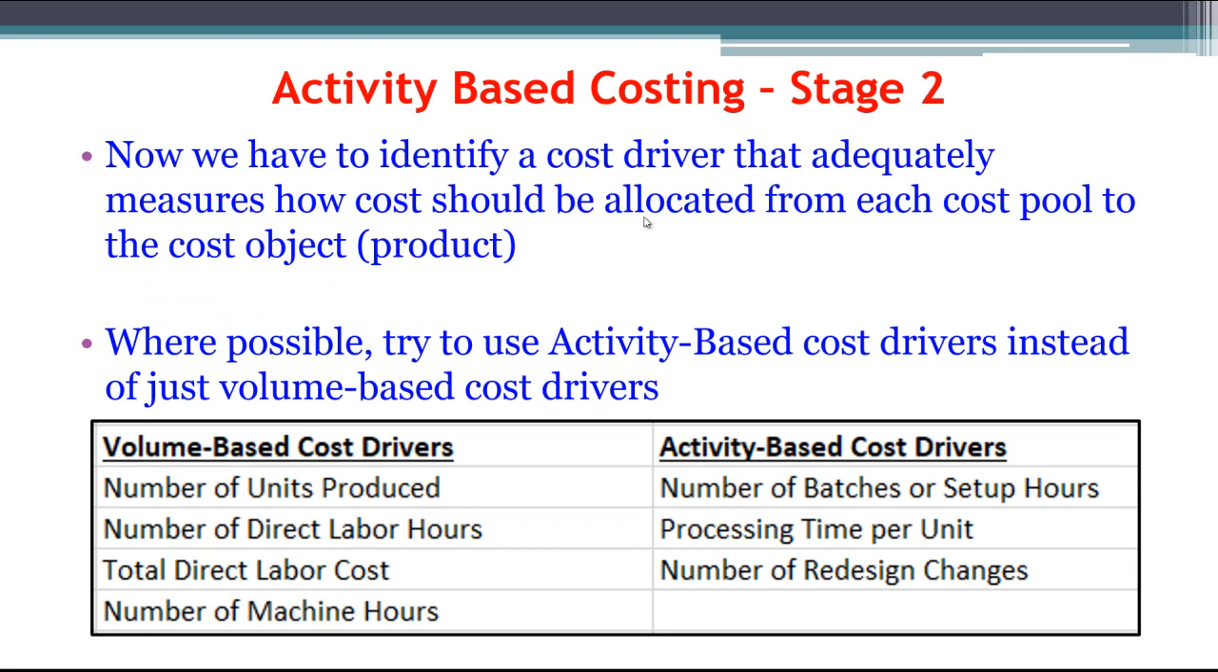Now we have to identify for those three pools a cost driver that adequately measures how much of that cost is being used by a product or a batch or whatever. Now the whole point of activity-based costing is to try to get away from volume-based cost drivers like the number of units, number of direct labor hours or machine hours, and move over to activity-based cost drivers, which would be like the number of batches, the number of setup hours, number of redesign changes, processing time per unit. Now this is like machine hours, so it's similar to it.